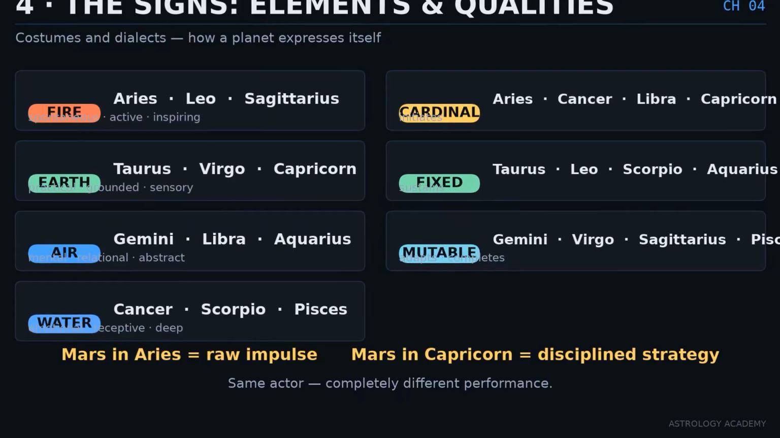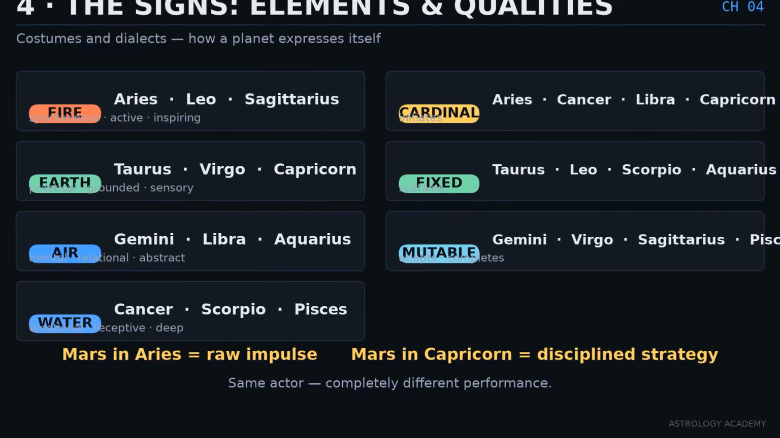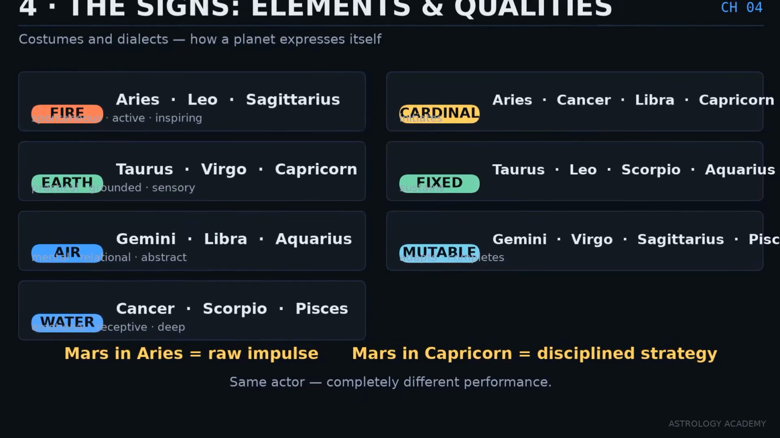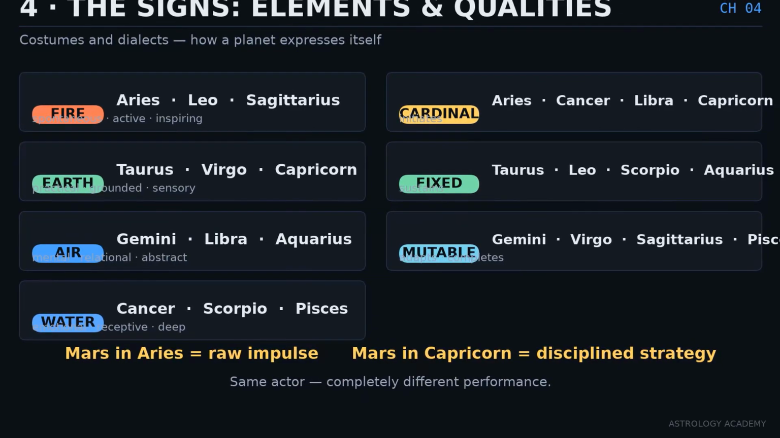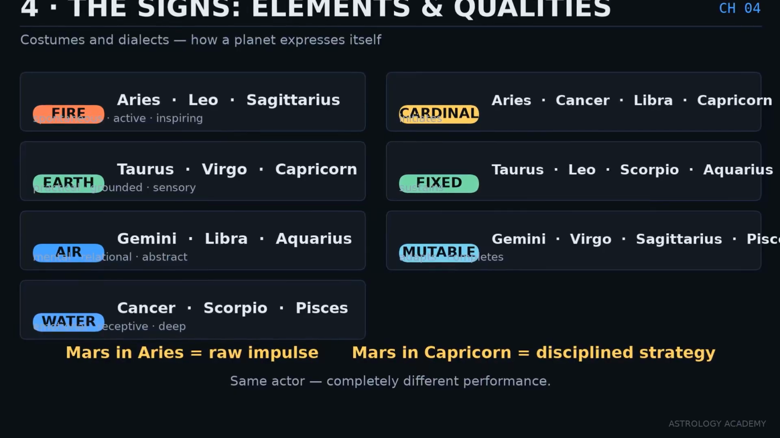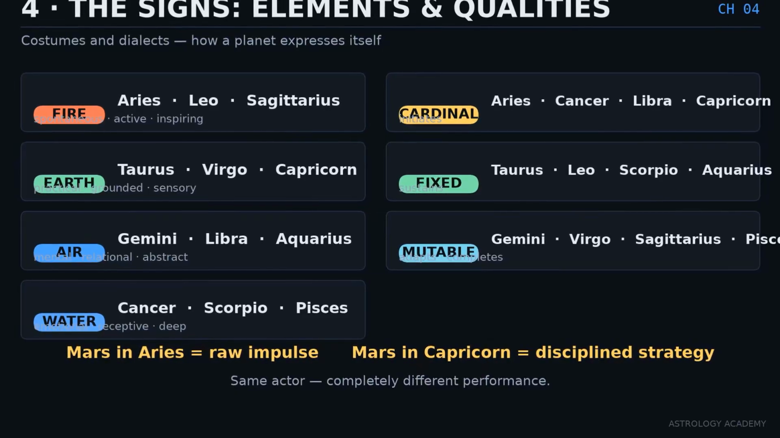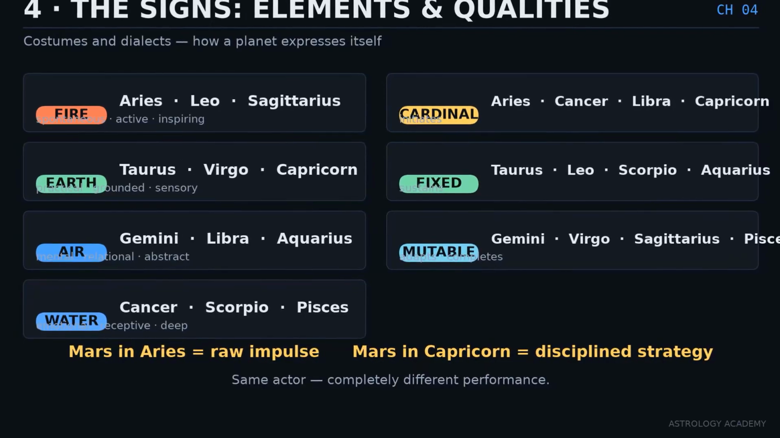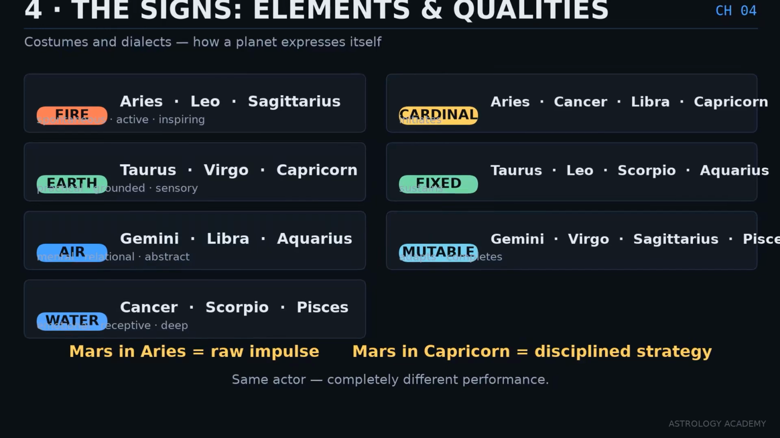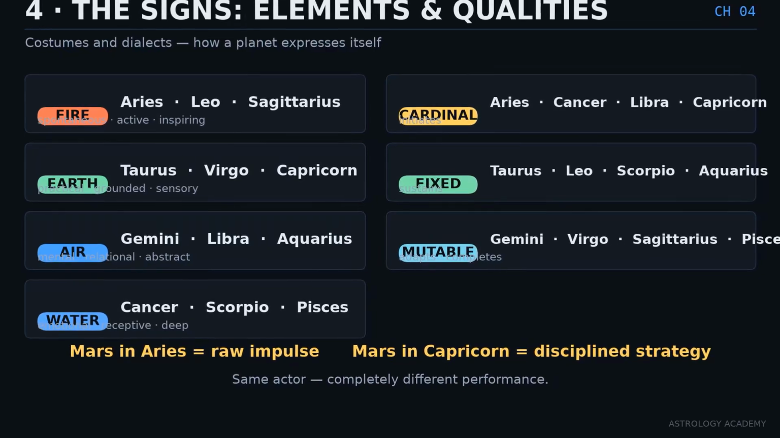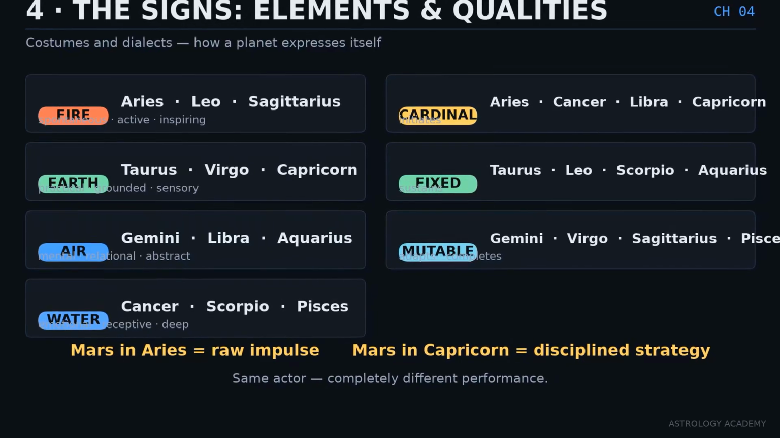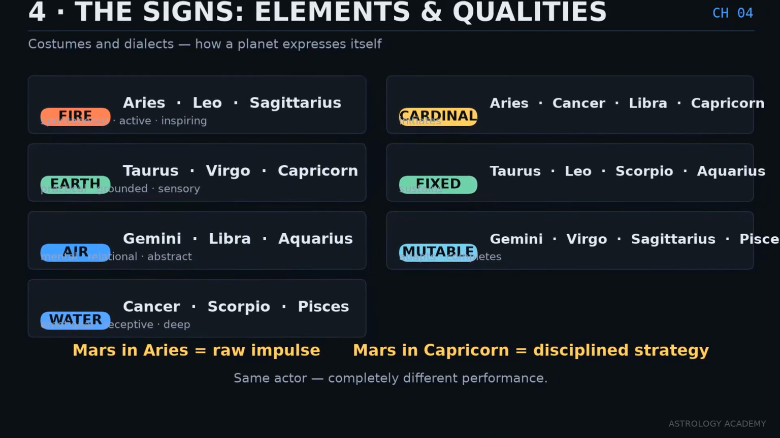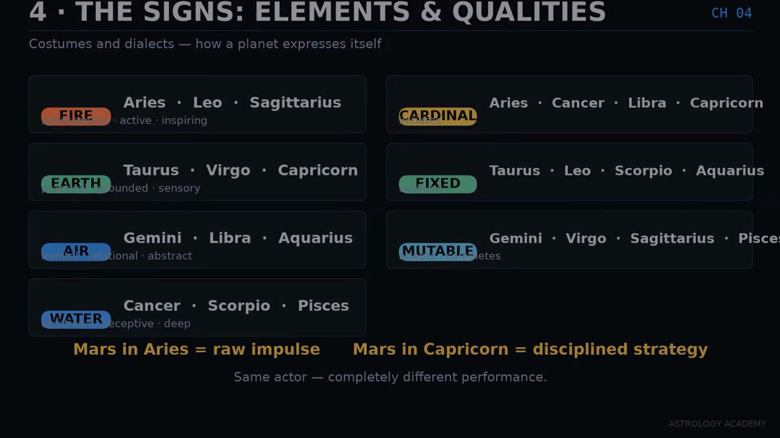The 3 qualities describe how the energy moves through time. Cardinal: Aries, Cancer, Libra, Capricorn, initiates. Fixed: Taurus, Leo, Scorpio, Aquarius, sustains. Mutable: Gemini, Virgo, Sagittarius, Pisces, adapts and completes. So the sign tells you the style of the planet. Mars in Aries is raw impulse. Mars in Capricorn is disciplined strategy. Same actor, completely different performance.